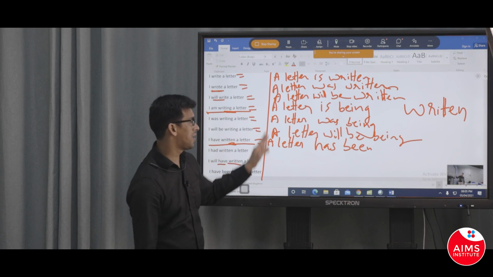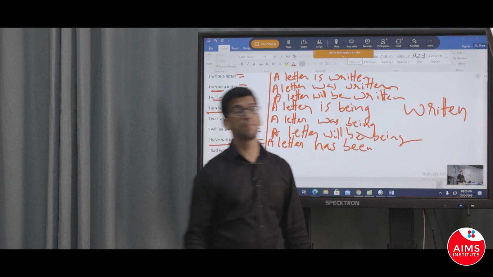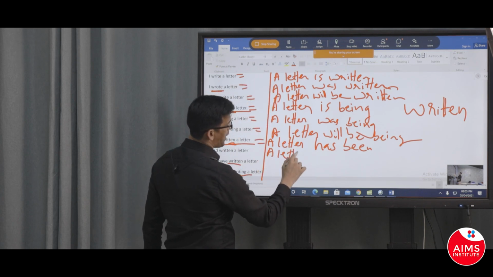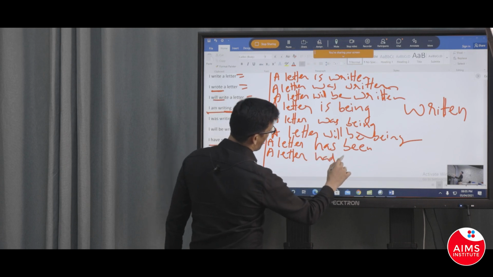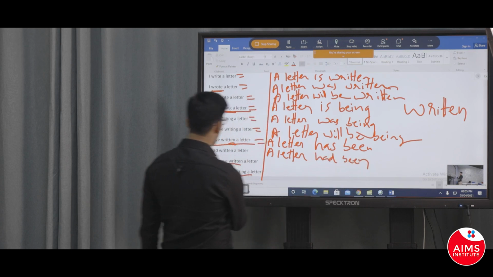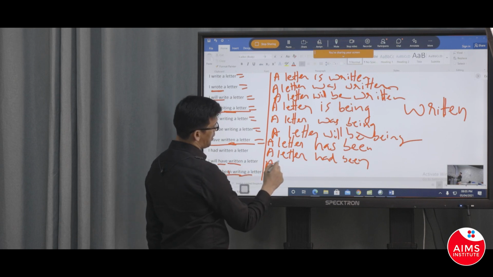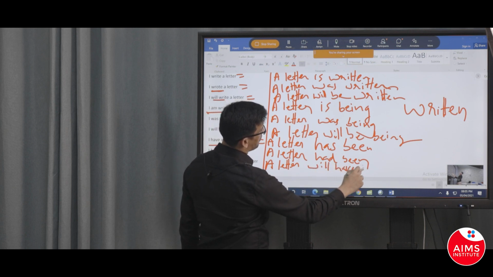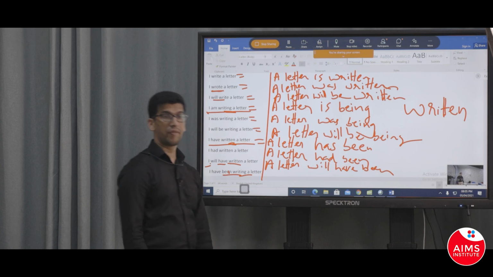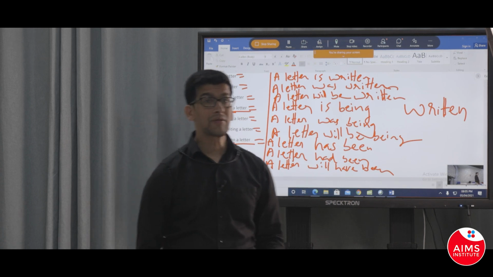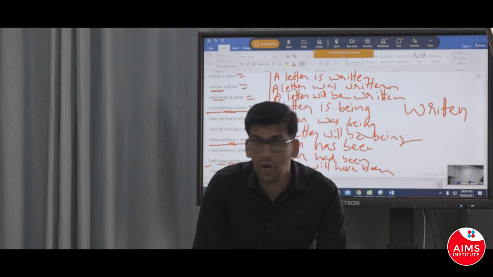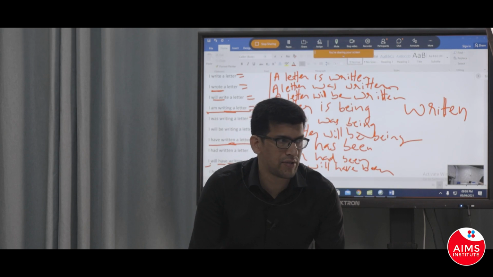"I have written a letter" has been changed to a letter has been written. Next, a letter had been written, and the next one is a letter will have been written. Now, I have been writing, I had been writing, and I will have been writing. 3 more are remaining. Those 3 perfect continuous tenses do not have passive voice. So you don't need them, okay?